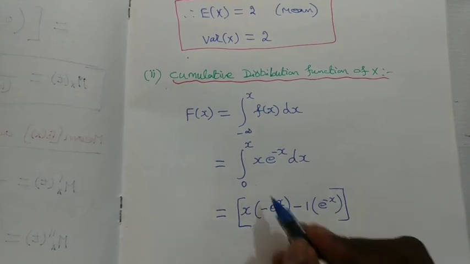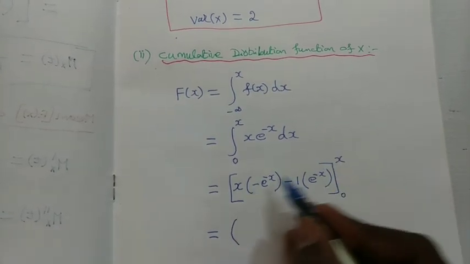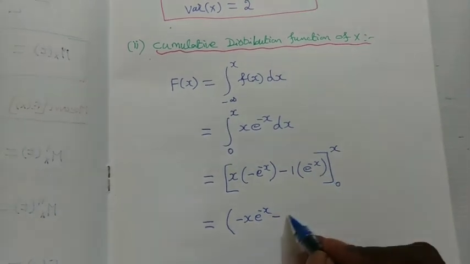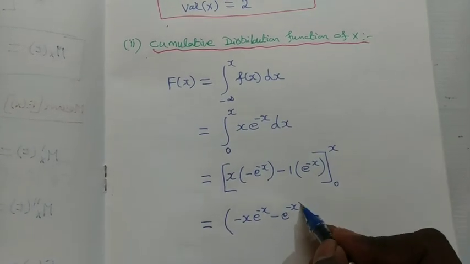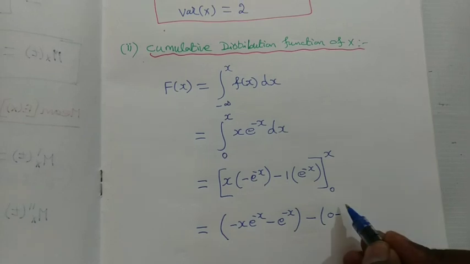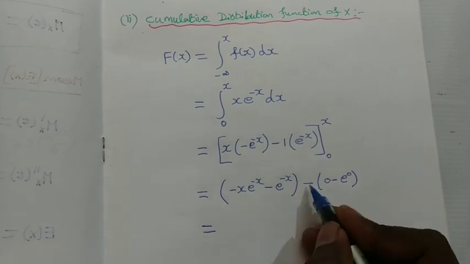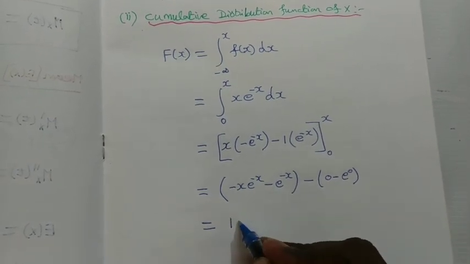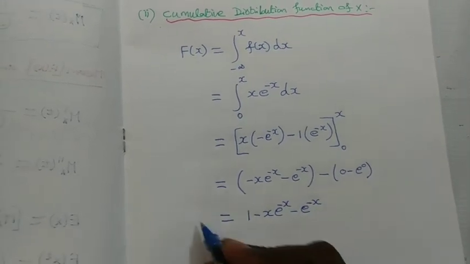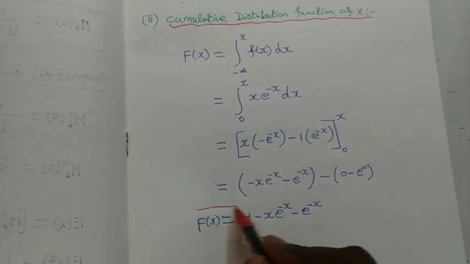After integration substitute the limit 0 to x. So substitute the upper limit first. Wherever x put again x, so minus x e power of minus x minus e power of minus x; when you replace x by x, same function will come. Minus substituting 0 here, 0 into anything is 0, minus substitute 0 here, e power 0. E power 0 is 1. So now minus into minus plus e power 0 is 1, so 1 minus x into e power minus x minus e power of minus x. So this is cumulative distribution function capital F of x.